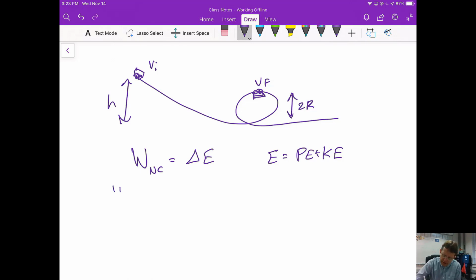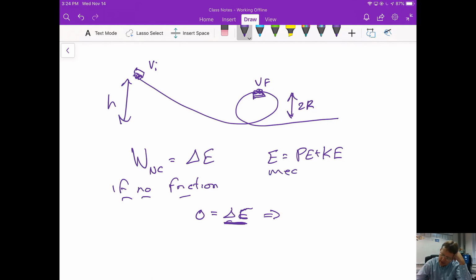If there is no friction, this is a really important statement, so I'll say it again. I said it in class. If there is no friction, it means 0 equals the change in energy. Friction does no work means the change in energy is zero. It doesn't mean the energy is zero. It means the change in mechanical energy is zero.